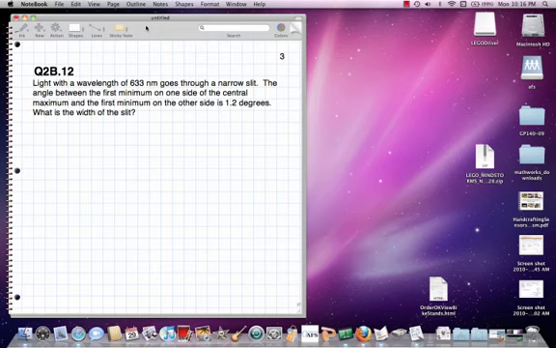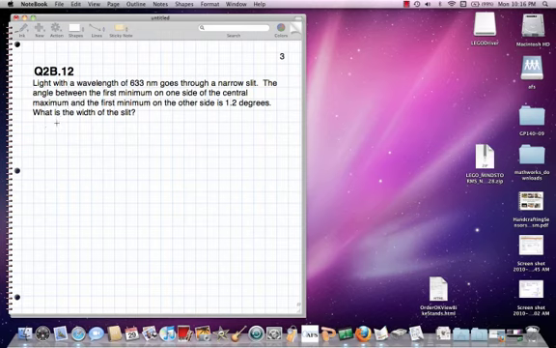Okay, for B12, we have a single slit experiment here. Light of wavelength 633 nanometers goes through a single narrow slit. The question tells us that the angle between the first minimum on one side of the central maximum and the first minimum on the other side is 1.2 degrees, and it's asking what is the width of the slit.